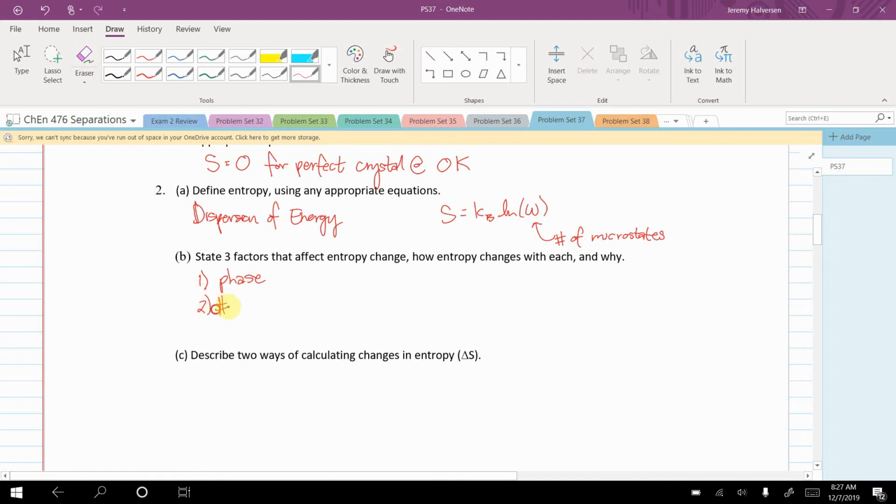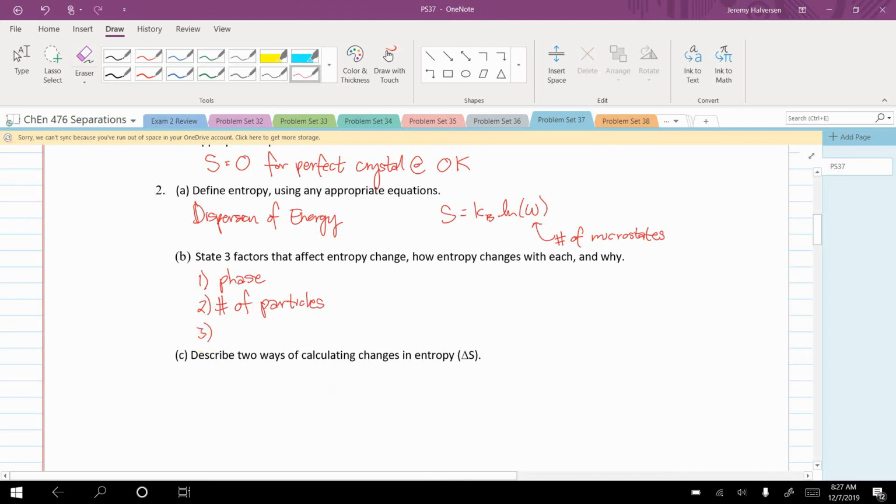2 would be, I would say, number of particles. If I take something and I react it and the phase doesn't change, but they split into more particles, entropy is increased. If they combine into fewer particles, the level of disorder is less, and so entropy would have decreased.